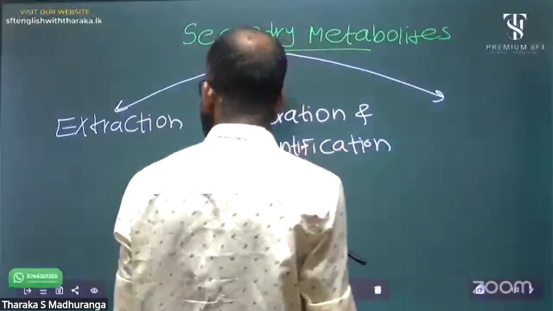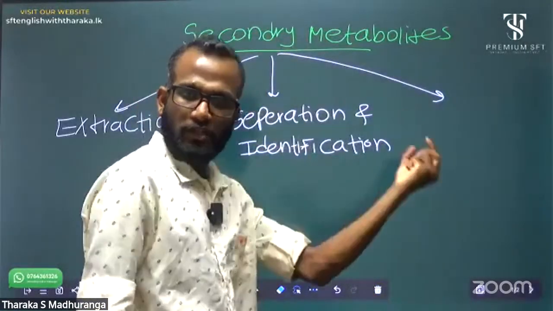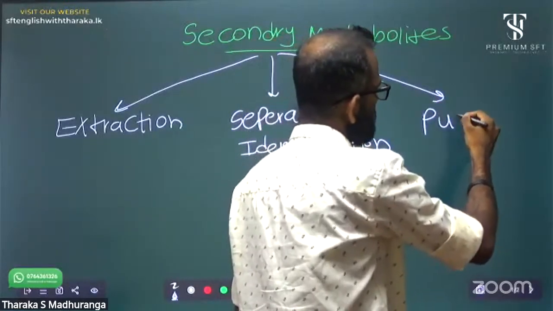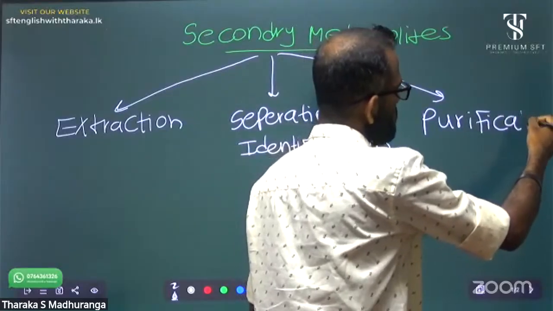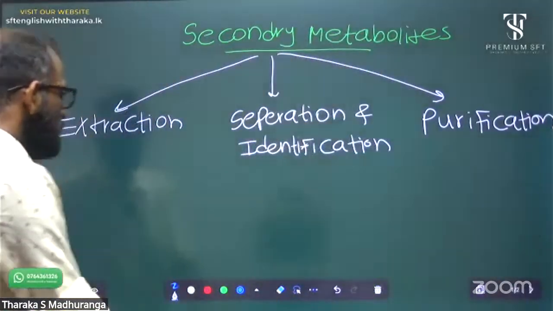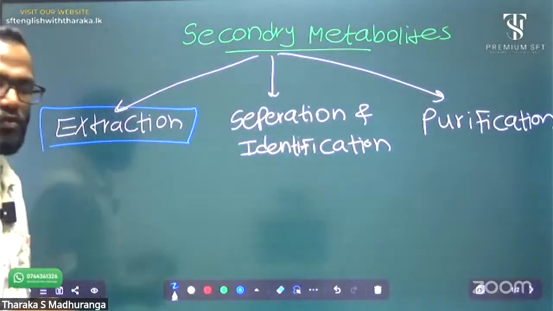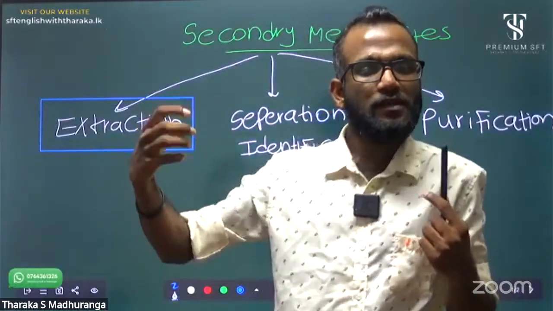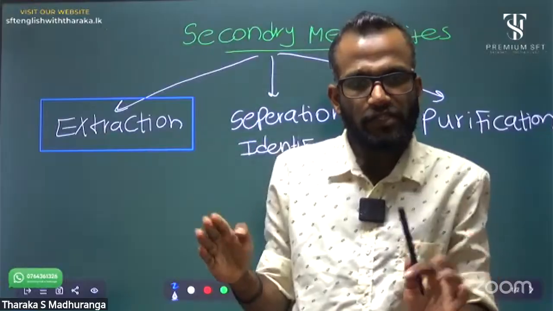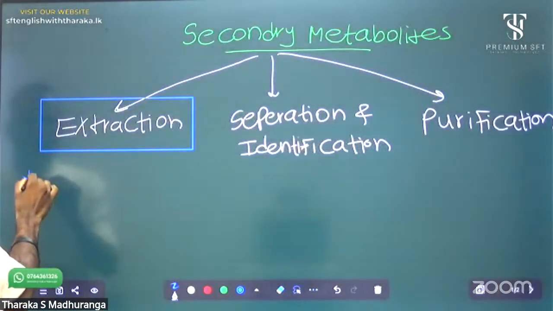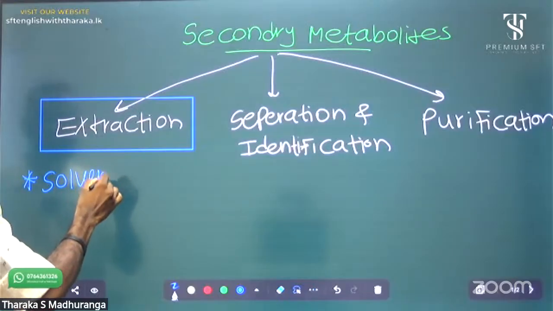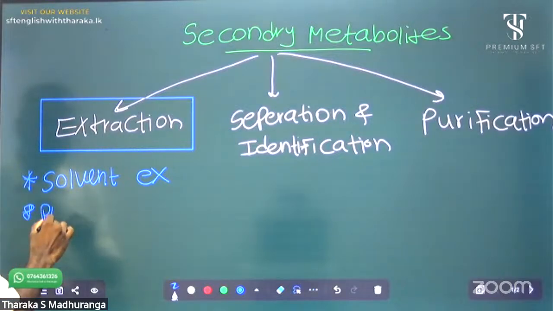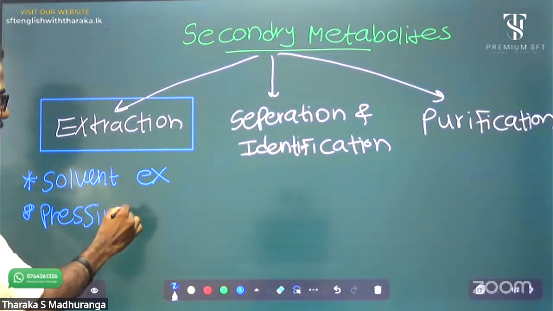Oh, great. Okay, extraction, separation and identification, purification. I told you we have three main types of extraction methods. What are they? Revise. The first one, solvent extraction. The second one, pressing with wax.